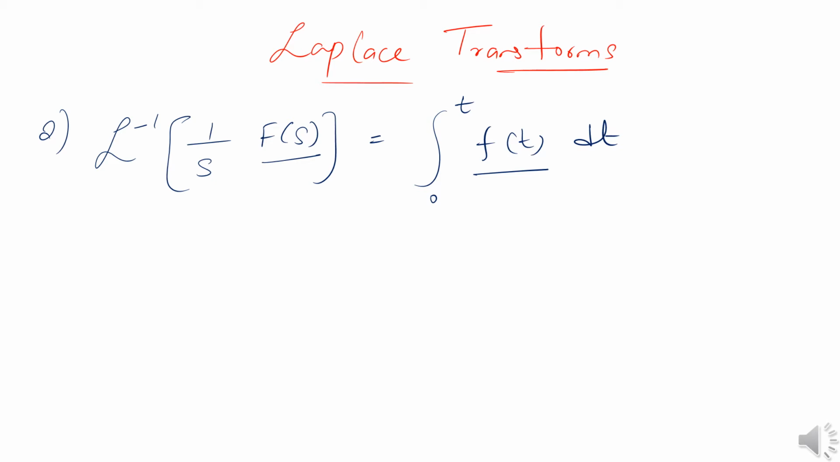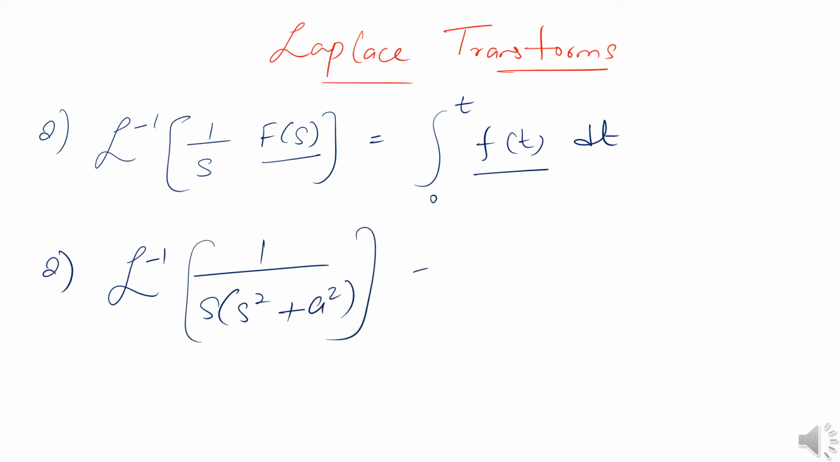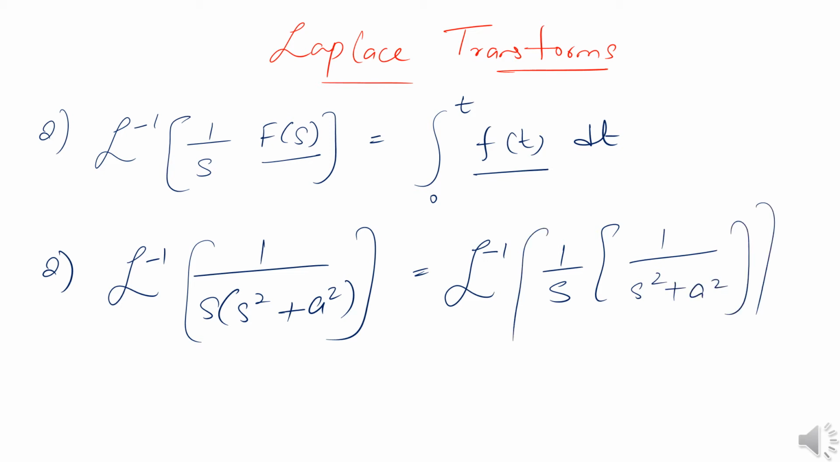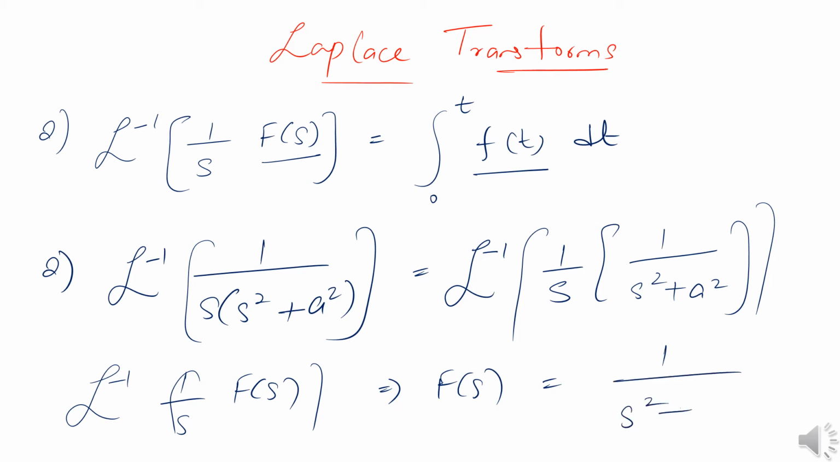So let's take a question. Let's say we have to find the inverse transform of 1 over s multiplied by 1 over s squared plus a squared. So I can write this as the Laplace inverse transform of 1 over s multiplied by 1 over s squared plus a squared. We can see that this function is broken into 1 over s multiplied by F of s, where F of s is equal to 1 over s squared plus a squared.